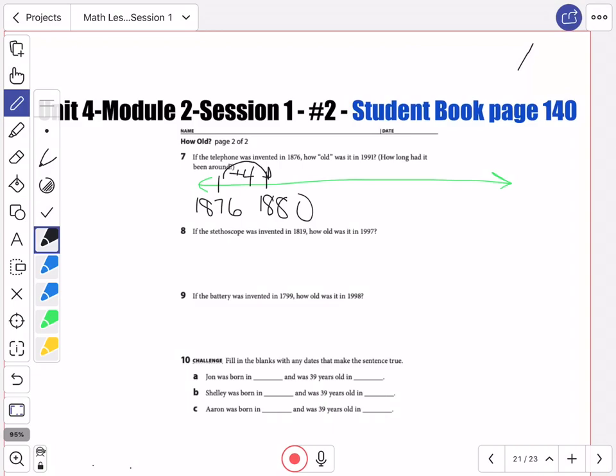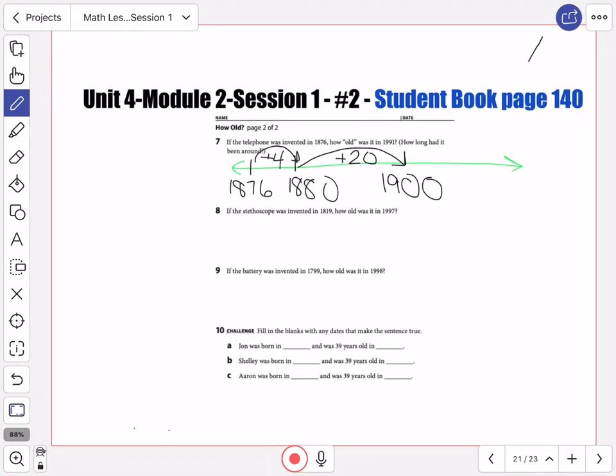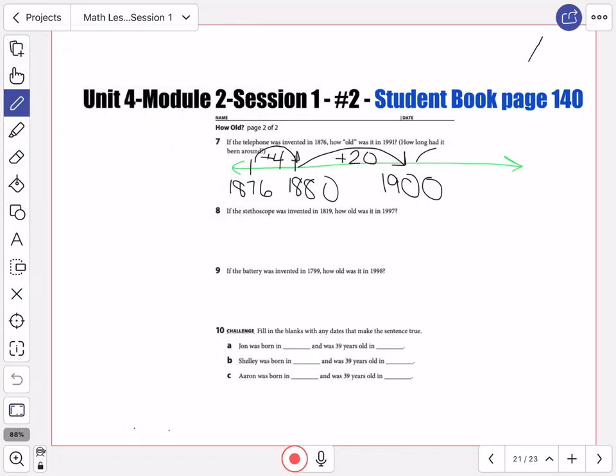That would be 4, okay? So that was 4. Now from 1880 to 1900, that's another 20 years, okay? And then from 1900 to 1991, that is 91 years.